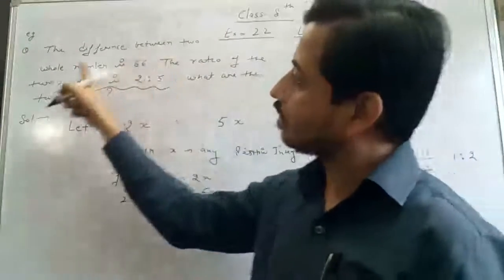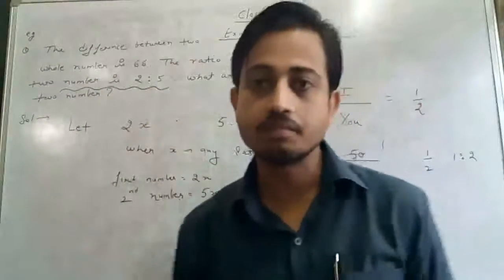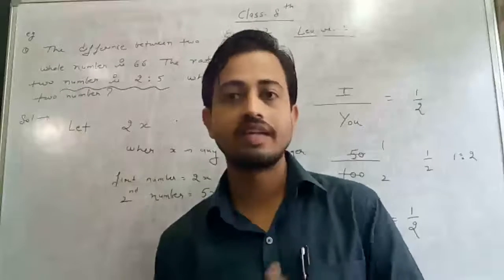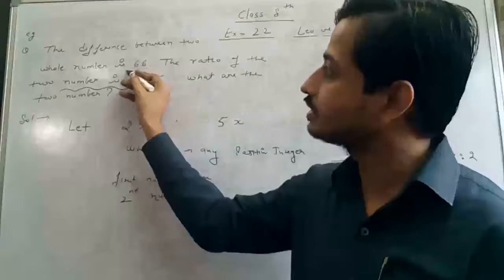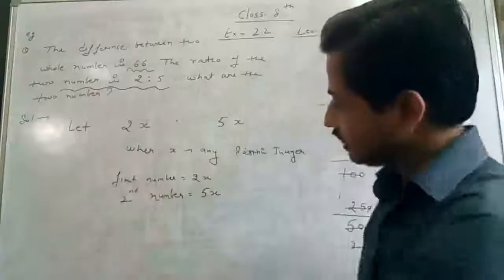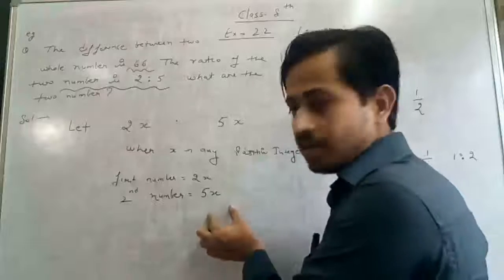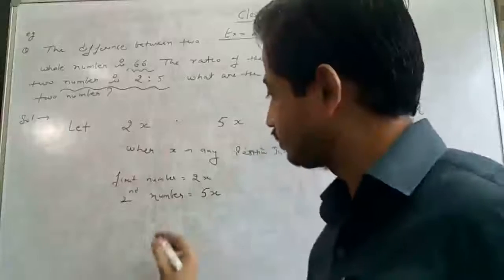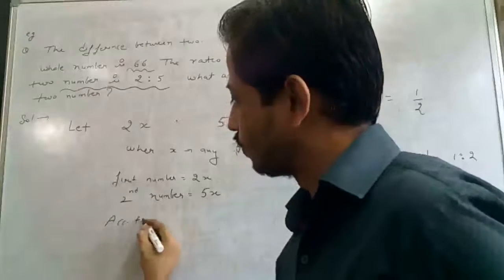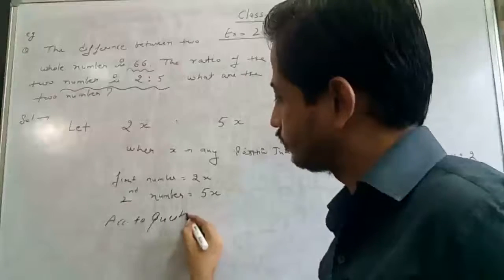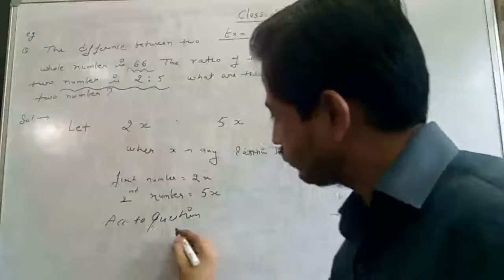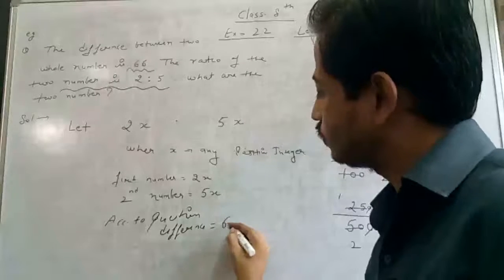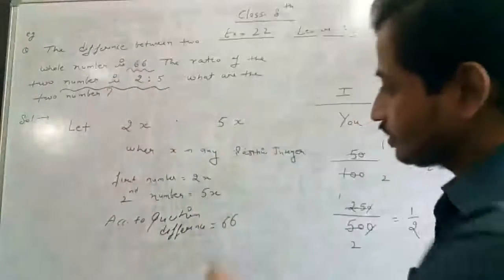Now what does the question say? The difference between the two numbers is 66. Difference means subtraction. If we subtract the lower number from the higher number, we get the difference, and that difference is 66. It is clearly visible that 5x is the greatest number and 2x is the smallest number. And what will be the difference according to the question? We have the difference equal to 66. And what's the difference?